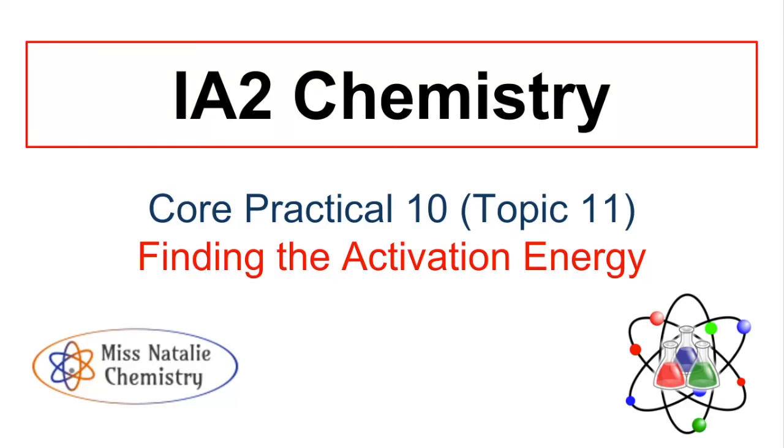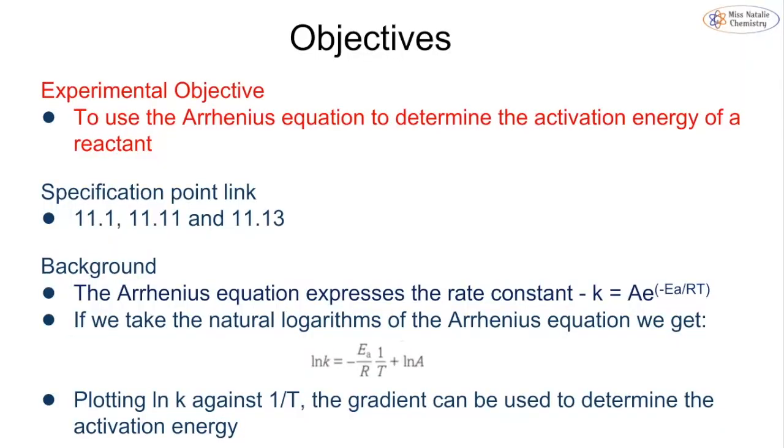So core practical 10 is how we find the activation energy. Again, this is linked to topic 11. The experimental objective is to use the Arrhenius equation to determine the activation energy of a reactant. The Arrhenius equation is given here. You're not expected to memorise this; you will be given that in an exam.